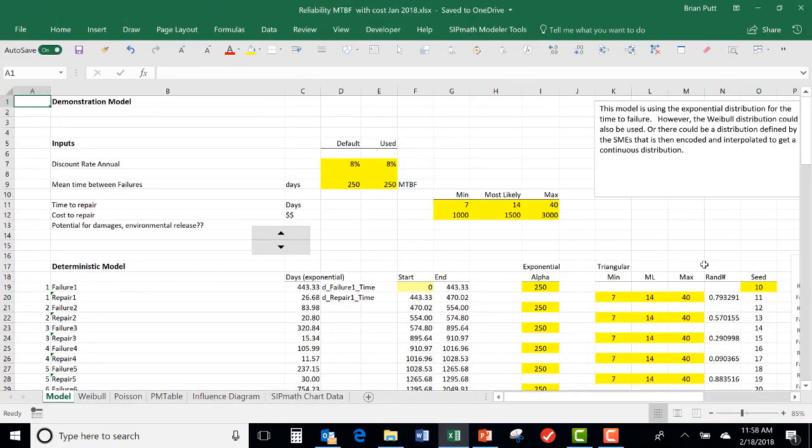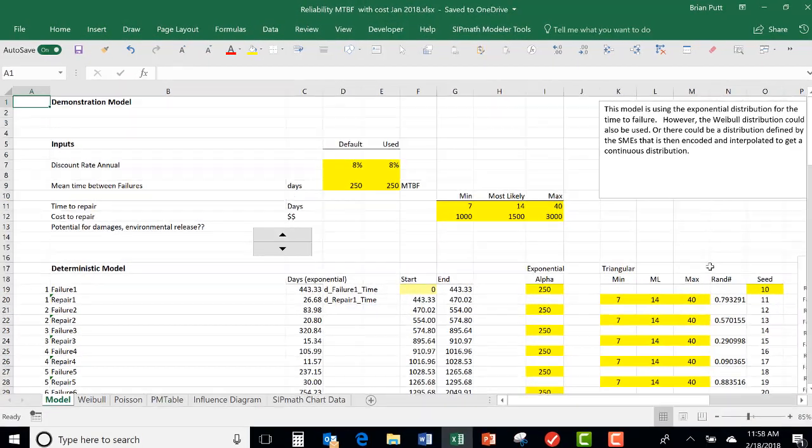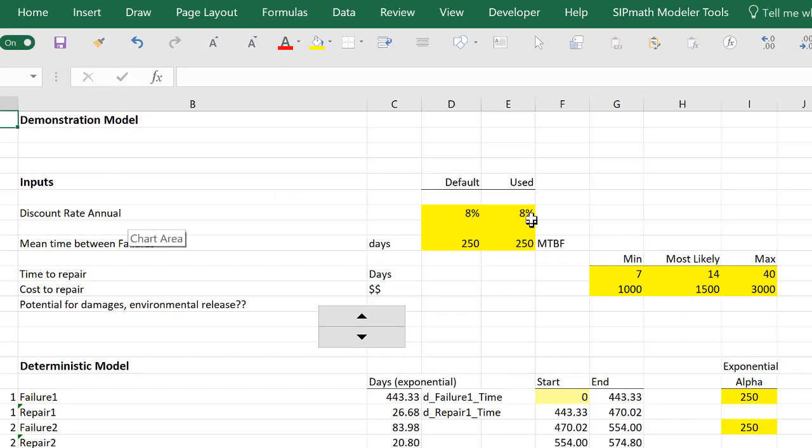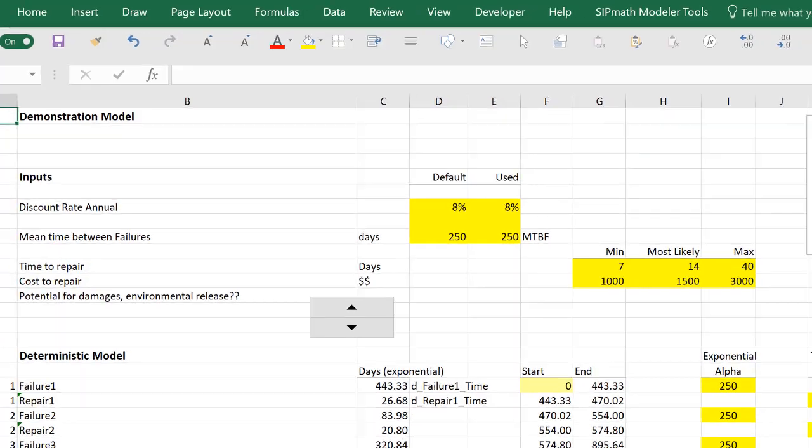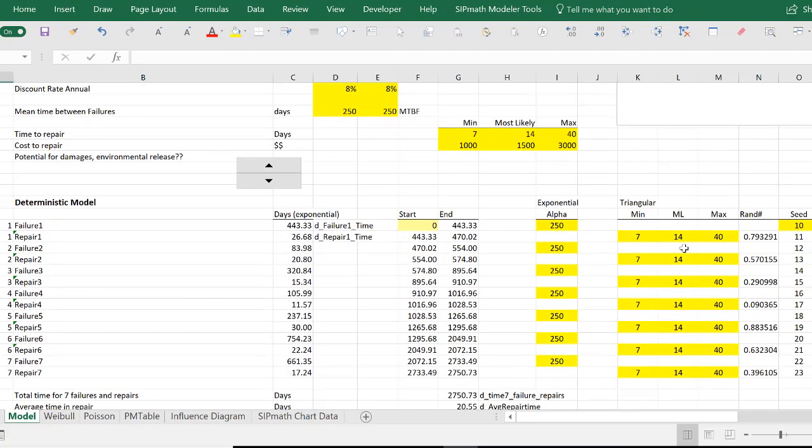Here's our Excel model. We'll define the inputs up here as a discount rate of 8%. We've got a mean time between failure of 250. Time to repair is 7, 14, and 40 we talked about. And the cost to repair is 1,000, 1,500, and 3,000. What I've done to make this more like a simulation over time is to replicate the failure, repair 7 times, and to use these distributions, resampling it each time.